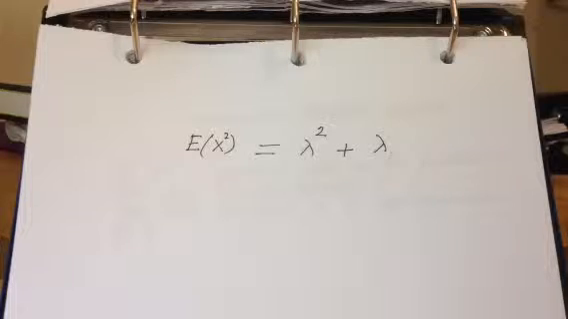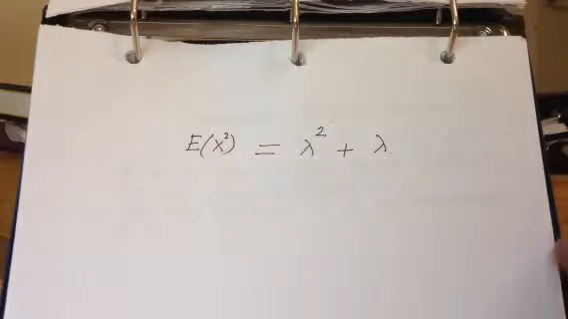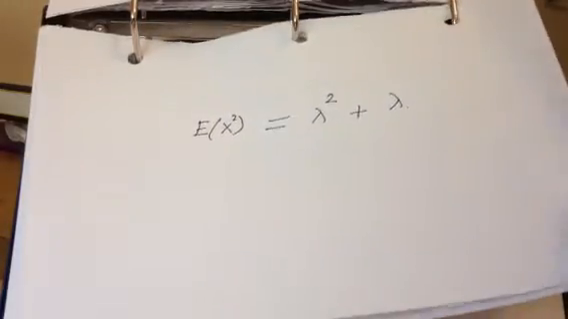So for that Poisson distribution, E of x squared is equal to lambda squared plus lambda. I'm going to move on to my next slide.